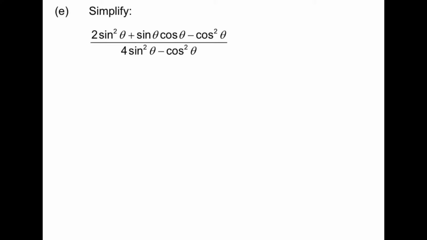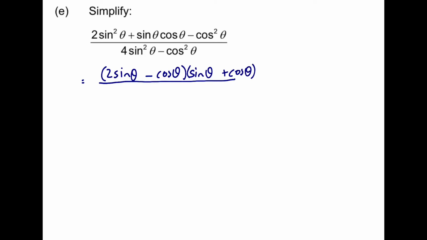Question E, simplify. So we have two expressions here. At the top we've got a trinomial, and that factorizes to 2 sine theta minus cos theta into sine theta plus cos theta. And the bottom is a difference of two squares. So we have 2 sine theta minus cos theta, and then you almost always are going to cancel one of the brackets or something at the top.